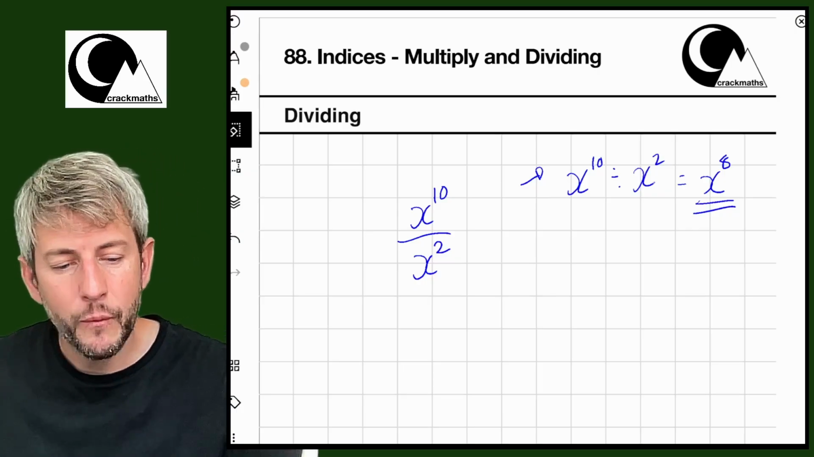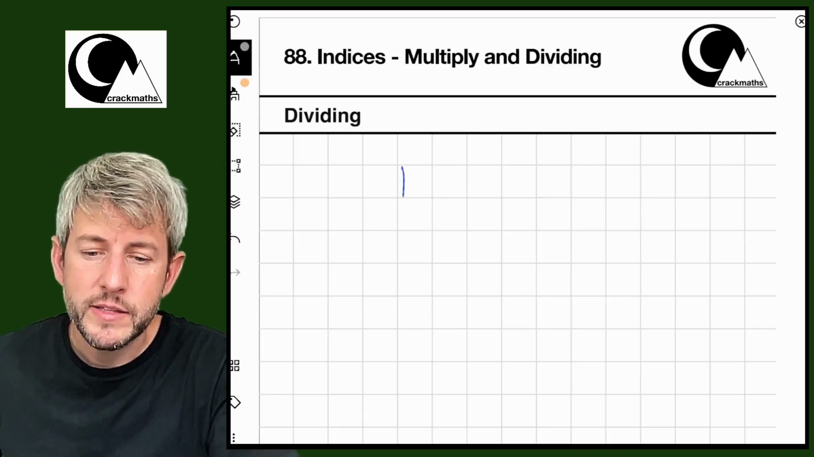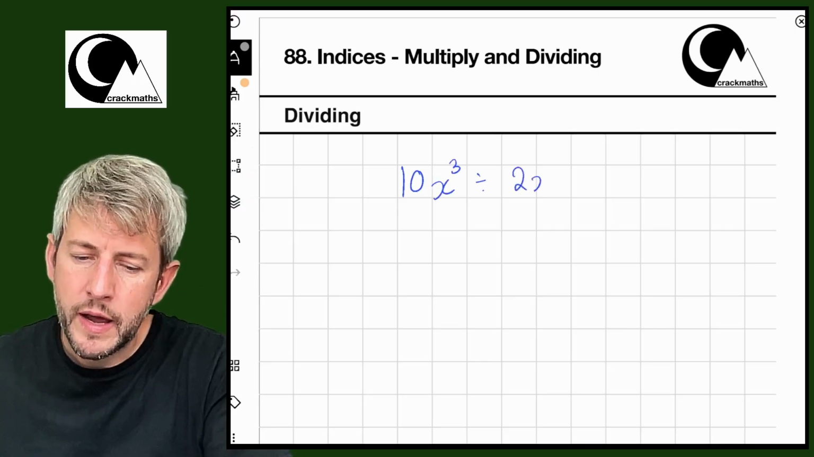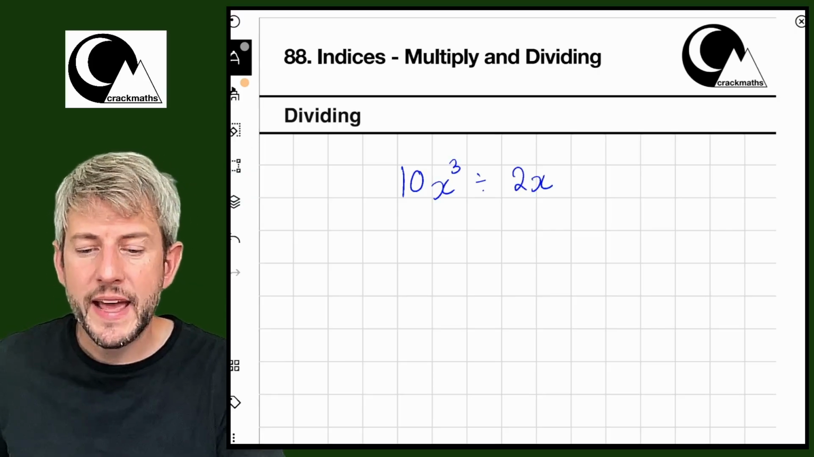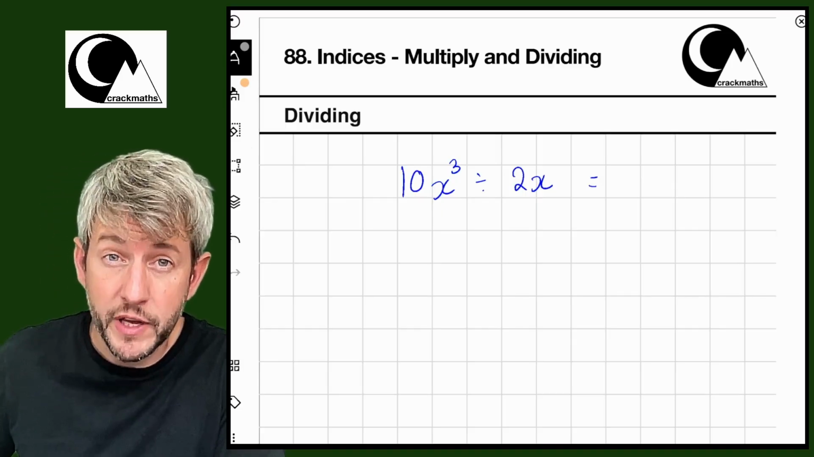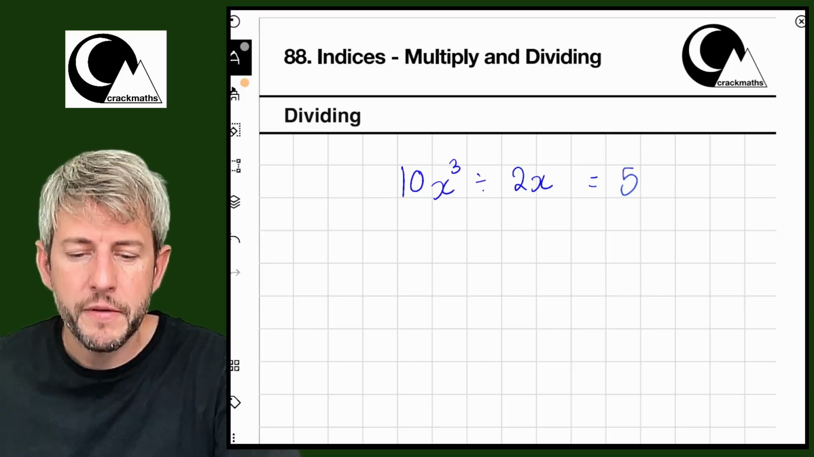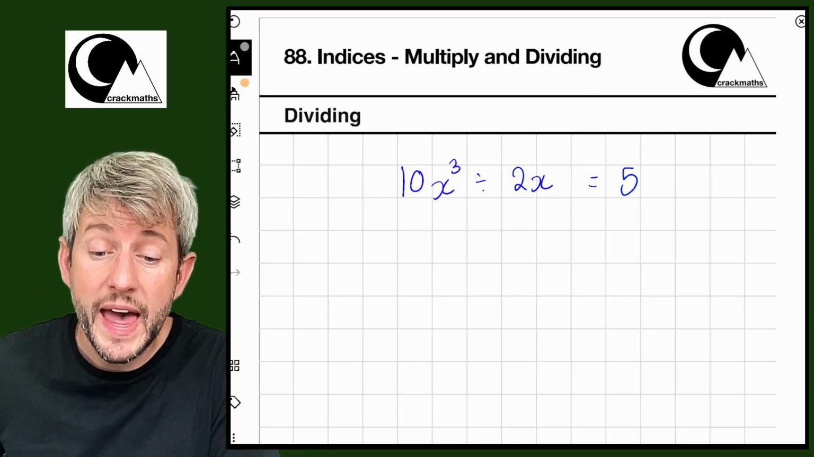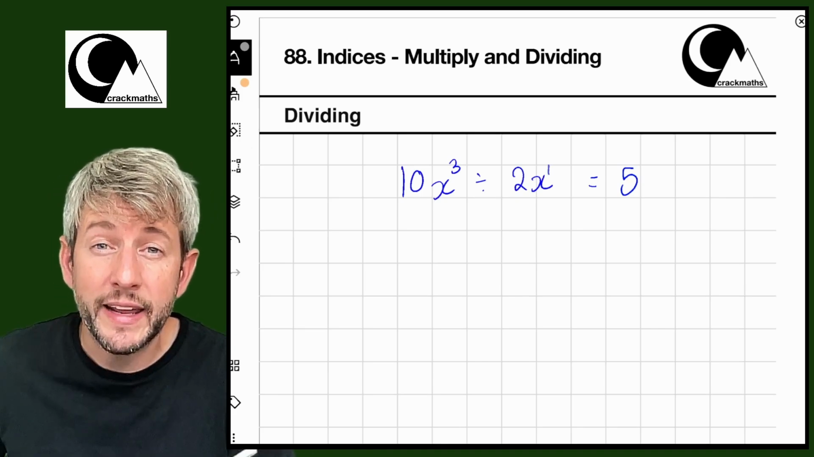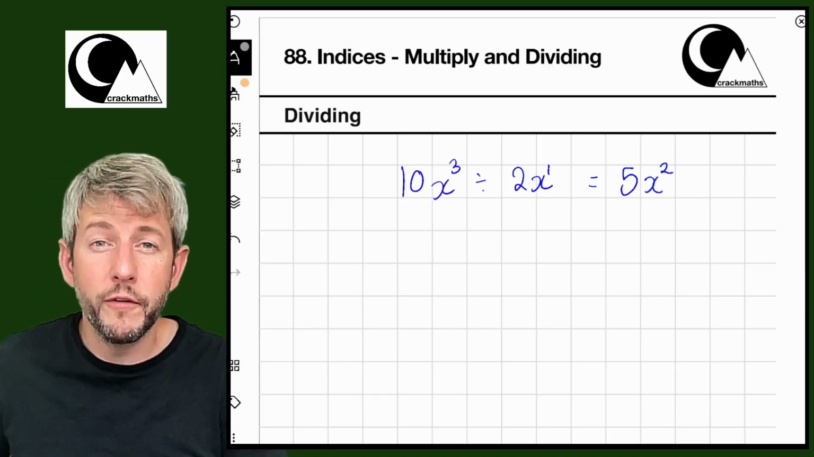So let's have a look at when there are other things involved. So let's say we had 10x to the 3 divided by 2x. Okay, so 10x to the 3 divided by 2x. So what we do is we just do the coefficients with the coefficients. So we will do the 10 divided by 2. So 10 divided by 2 is 5. And then what we're going to do is we're going to do the x divided by the x. So x to the 3 divided by this, which is technically x to the 1. So this will become 5x to the power of 2.